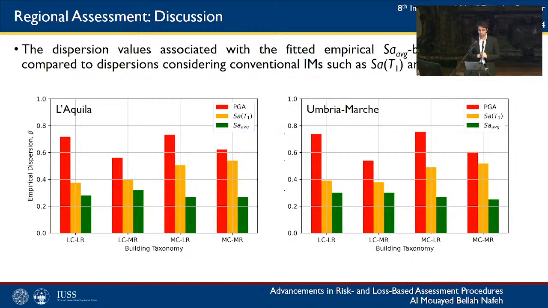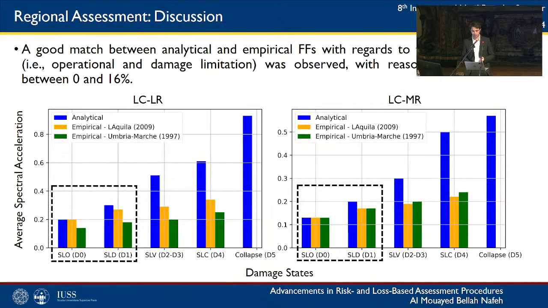By first comparing the dispersion values associated with the fitted empirical average SA fragilities to that obtained from conventional IM, such as the spectral acceleration and PGA, a significant reduction in the overall uncertainty for these considered building taxonomies can be observed, which highlights the notable benefit of considering average SA as the principal IM for regional applications.